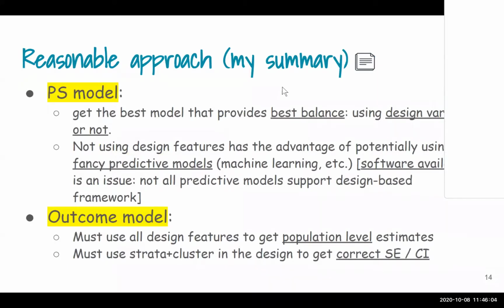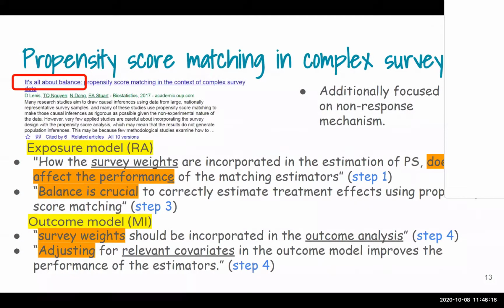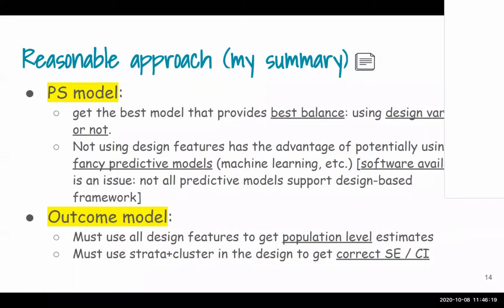So what is my summary out of all of this? Because I have described at least 4 different methods of this. My summary is very similar to what Lenny's and the colleagues suggested: it does not matter how you fit your propensity score, with weights, without weights, or even using some machine learning methods, maybe. It does not matter. As long as you get the best balance, I am fine with that.